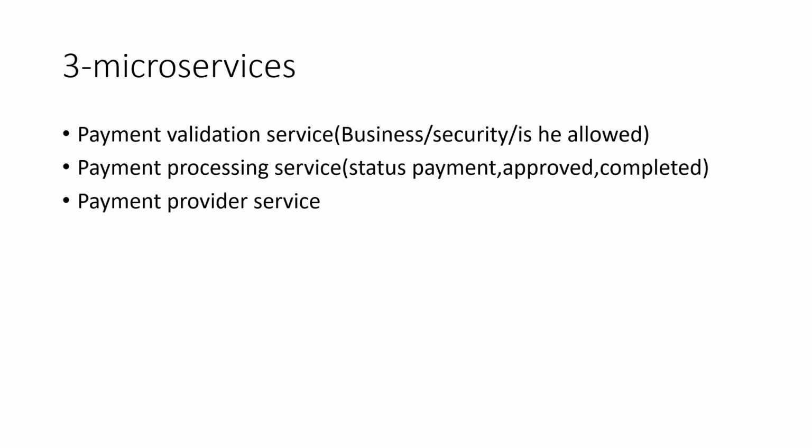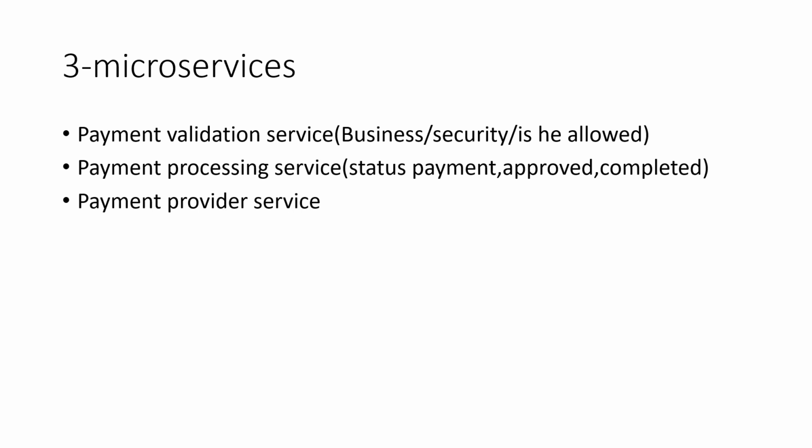Next is the payment processing service. When we order something and we are done with the payment, in the middle of the payment we see the status of the payment, that it has been approved, or it has been completed, or it is processing. So first the payment is in process, then approved, then completed. All this code will come in the payment processing service. After that, all the third party code will come into the payment provider service. These all three will run together, so it will make a payment gateway.